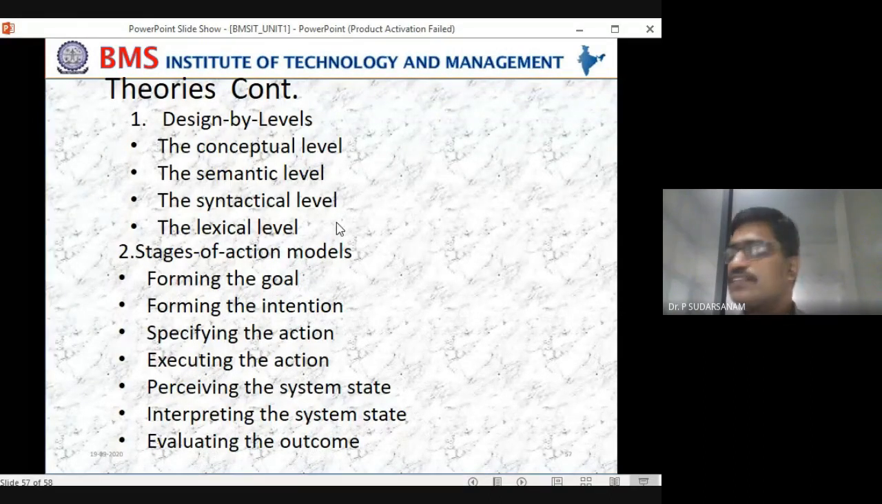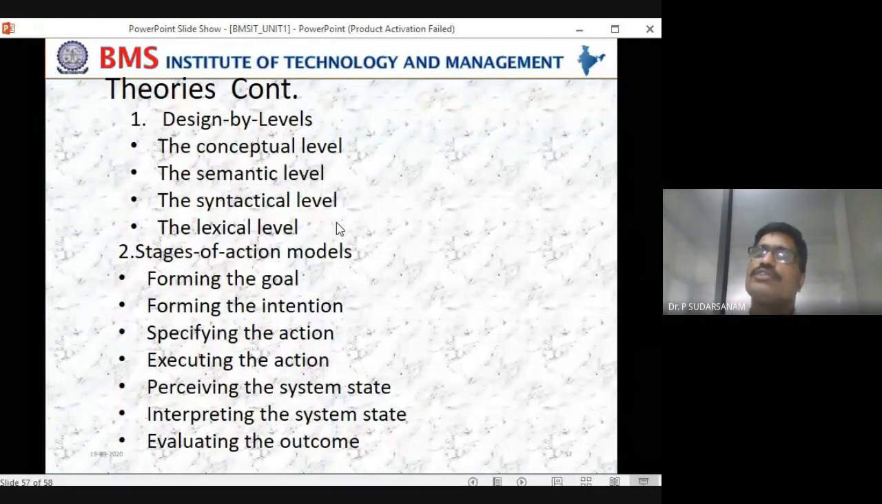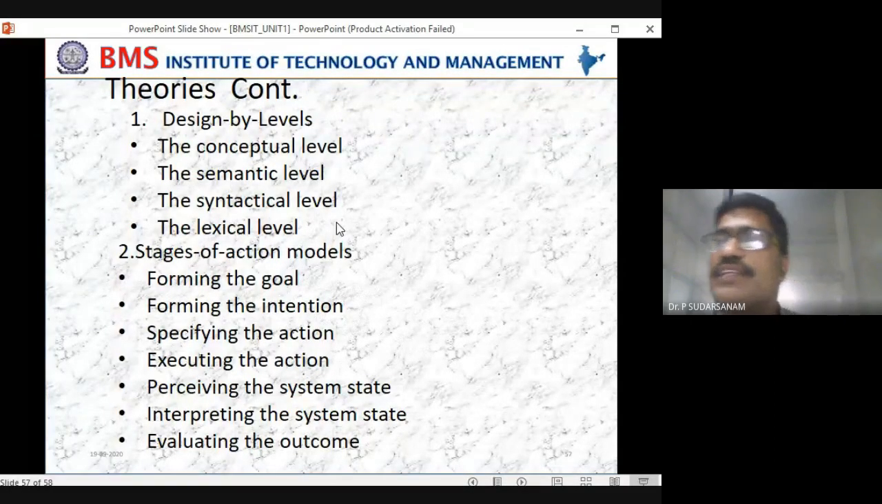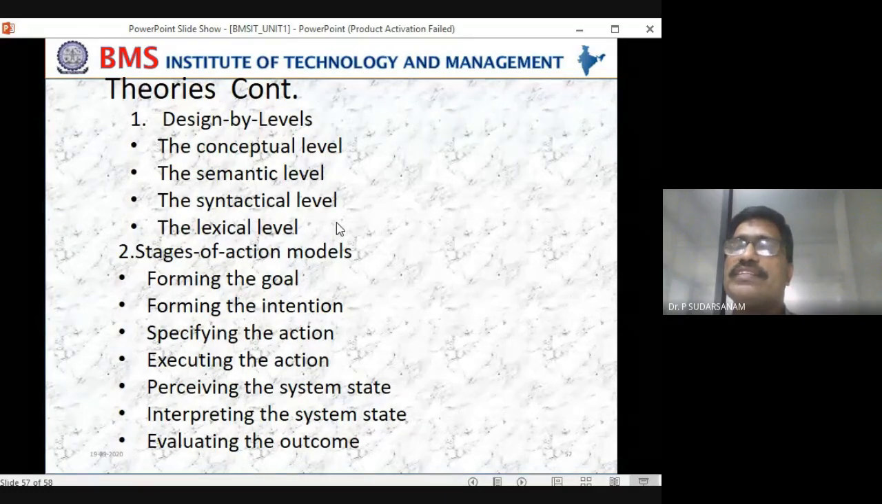The last one is called lexical. Lexical deals with device dependencies. Device dependencies means links from one to another. Maybe a bigger one comes up, or one more dependency comes. You click that, it opens one more window and we can see it. So lexical is the dependencies from one to another. That is designing by levels.